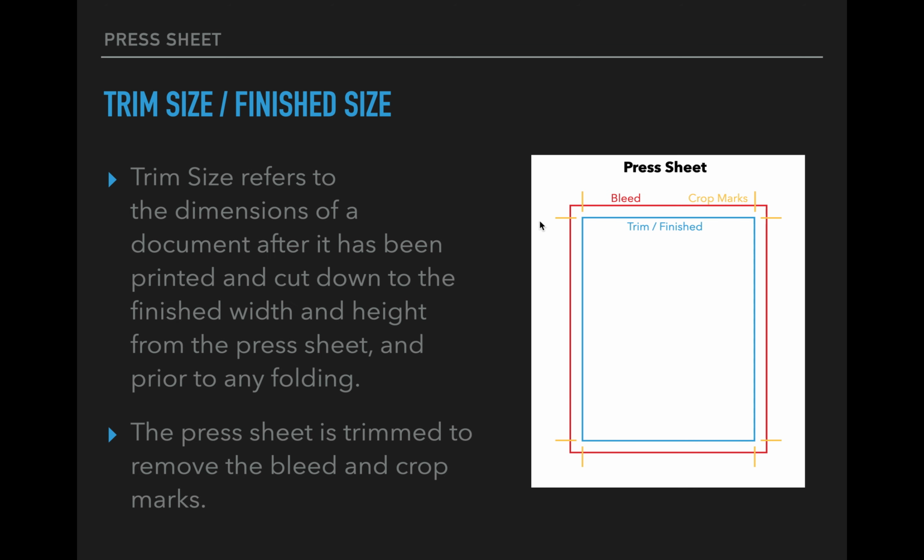Trim size or finish size. The trim size refers to the dimensions of a document after it has been printed and cut down to the finished width and height from the press sheet and prior to any folding. The press sheet is trimmed to remove the bleed and crop marks. So ultimately, at the end of the day, your customer will only see what is within this trim or finish size, hence the finished product. So that's the only part that they see. The rest is just printer's magic.